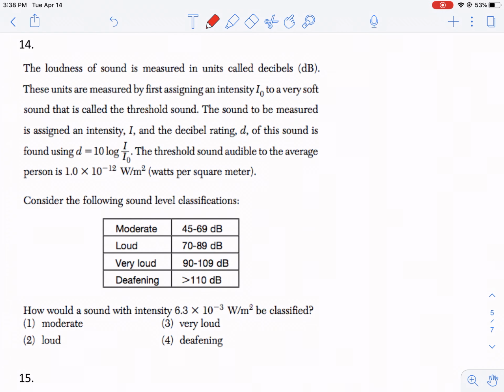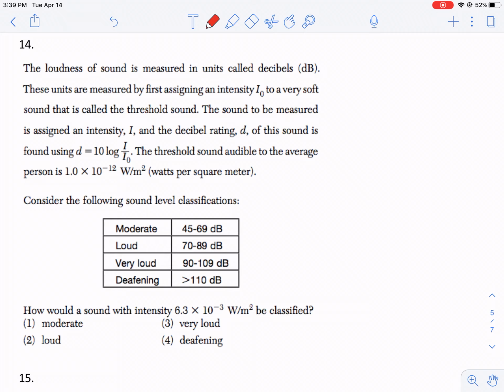14. The loudness of a sound is measured in units called decibels. These units are measured by first assigning an intensity I sub 0 to a very soft sound that is called the threshold sound. The sound to be measured is assigned an intensity I, and the decibel rating D of this sound is found using that equation. The threshold sound audible to the average person is 1.0 times 10 to the negative 12 watts per square meter. Consider the following sound level classifications.